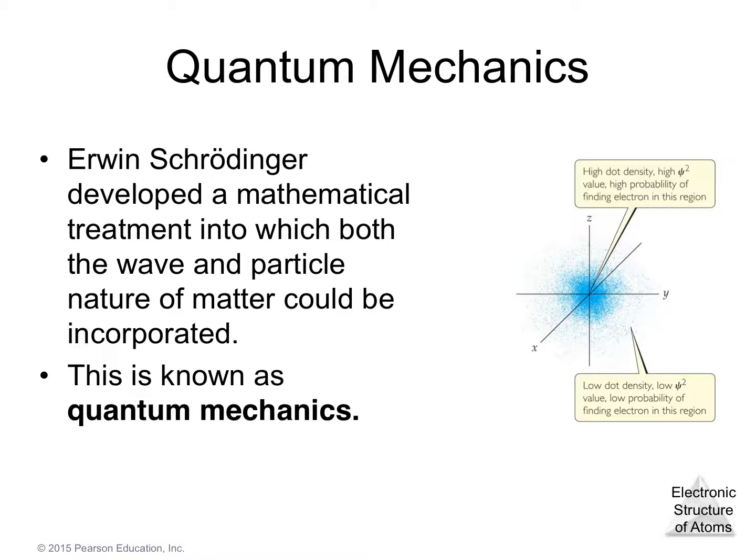This is a shift away from the Bohr model. The Bohr model put electrons going in circular orbits. The quantum mechanical model says the electrons are located somewhere in this region of space. They're moving very quickly, but we can't say exactly where they're located.